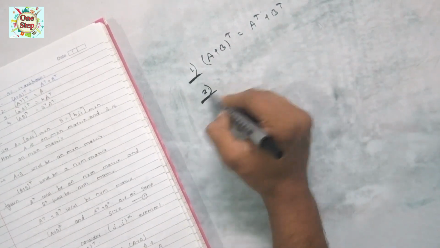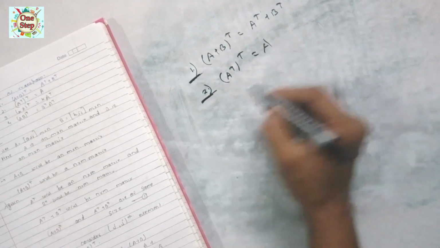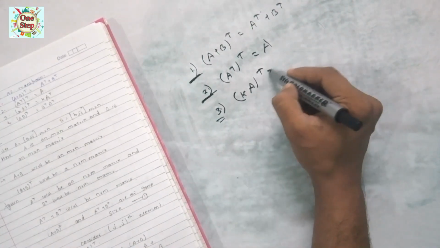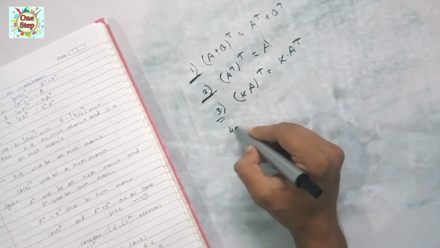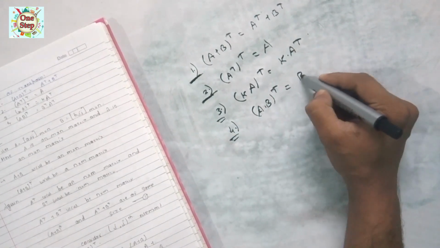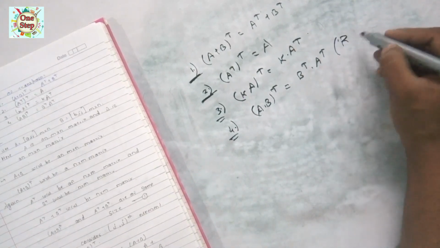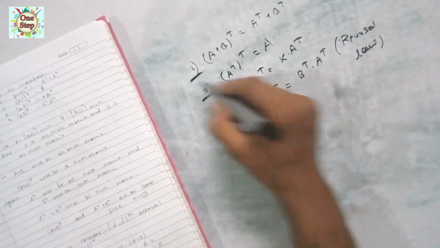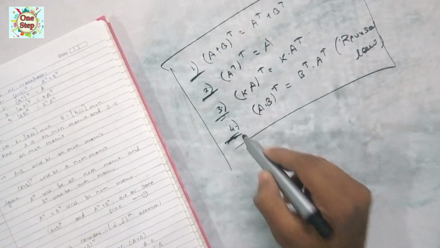And second, A raised to the power transpose whole transpose is equal to A. And third, K A raised to the power transpose is nothing but K into A raised to the power transpose. And the fourth one, what is the fourth one? A into B whole raised to the power transpose is equal to B transpose into A transpose, and this is also known as the reversal law. Reversal law. Okay.